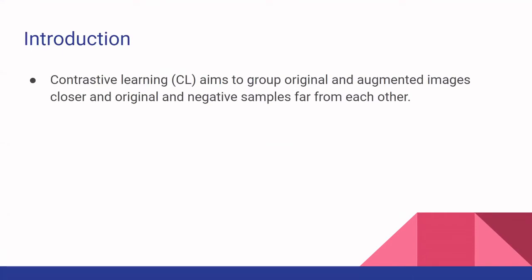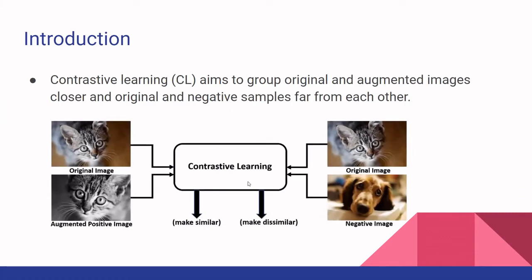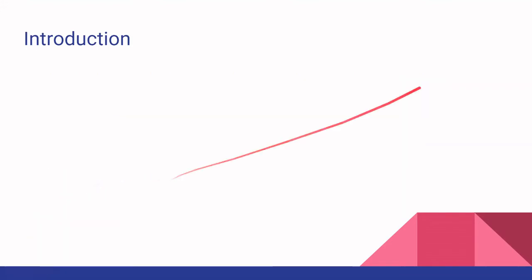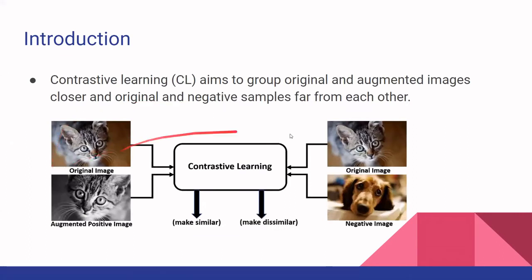So contrastive learning aims to group original and augmented images closer and original negative samples far from each other. In many contrastive learning algorithms, we usually take an image from the data set, and this is often referred to as the anchor. And then we apply some augmentation policy, some transformation to create an image very similar to the original image. And together these would form a positive pair.